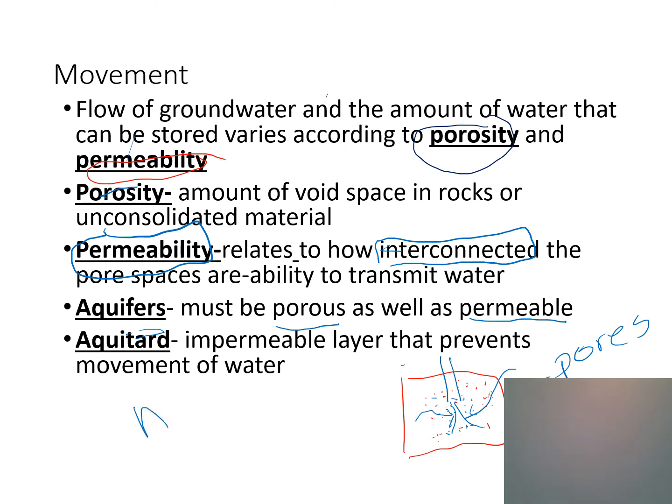There is a name for, actually, that we're not supposed to say aquitard, it's aquiclude. Those are impermeable layers that will prevent the movement of water. So if you're going to drill a well, you're not going to drill your well into an aquiclude, because it won't be a functioning well if that's the case.